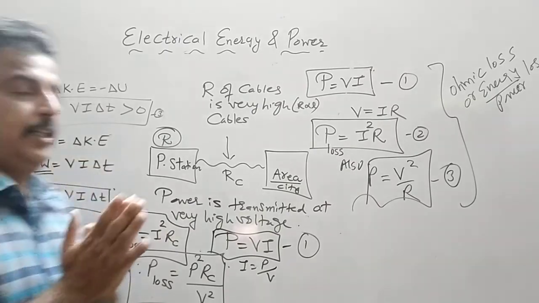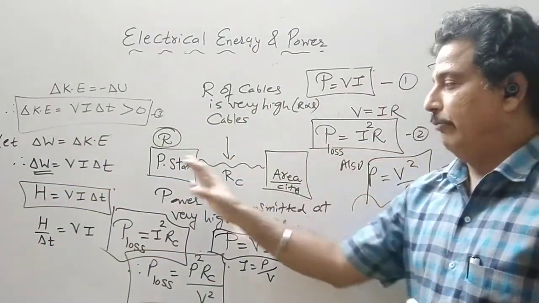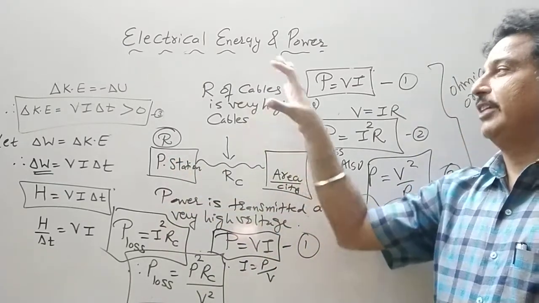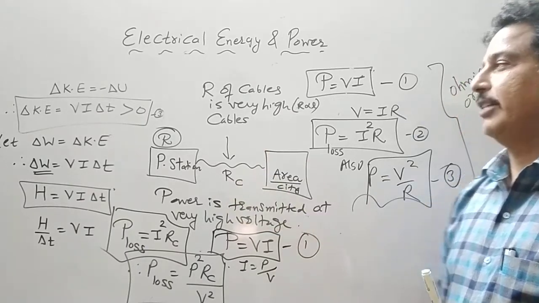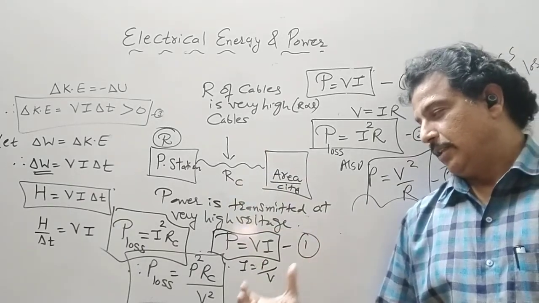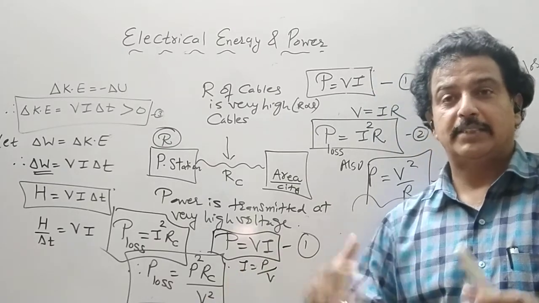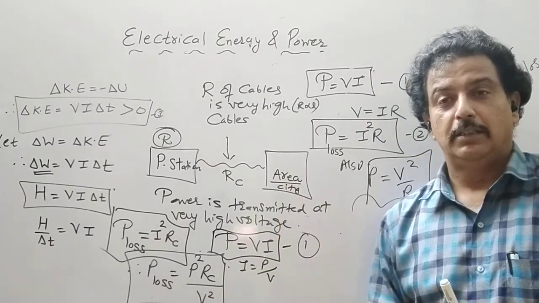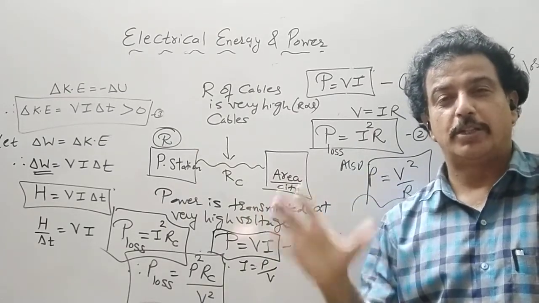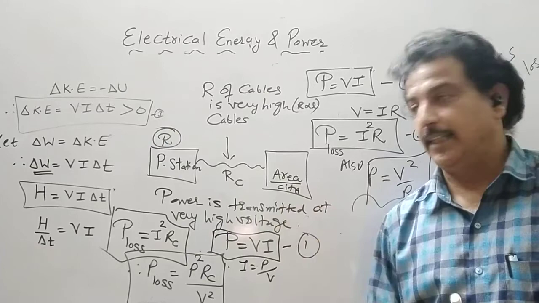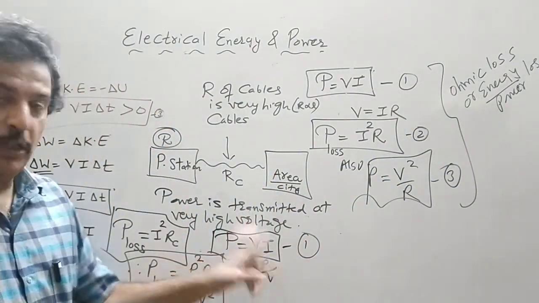So whenever we transfer power or energy from one place to another with the help of cables, let us assume RC is the resistance of the cable, then your V should be very high. Now as the voltage is very high, the power which has to be transmitted from one place to another should remain constant. That we will see in the transformer. So here P is equal to VI.